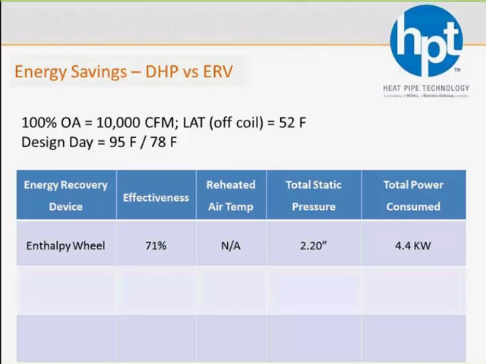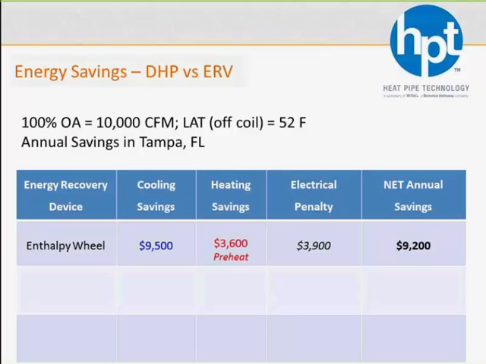So put that on a table. That wheel's generally about, we're going to use one that's about 71% effective. At 10,000 CFM, this wheel is adding a little over an inch of static to each airstream. Take that fan static into account, not to mention the motor to keep it turning. That wheel is consuming about 4.4 kilowatts to run at 10,000 CFM.